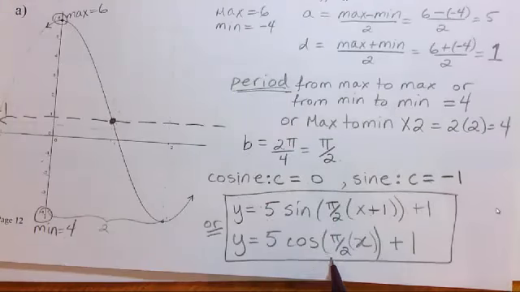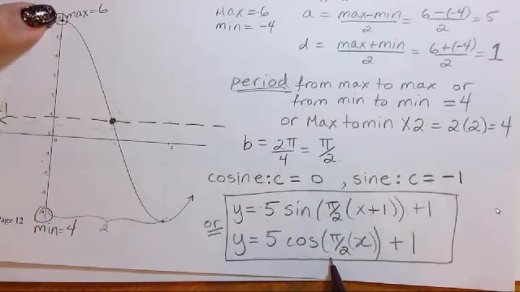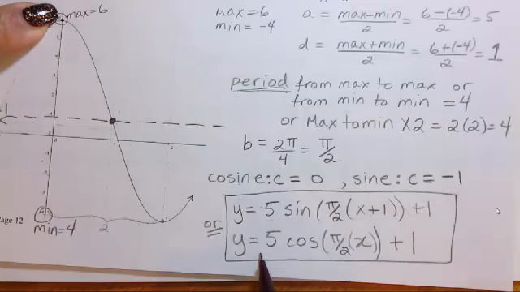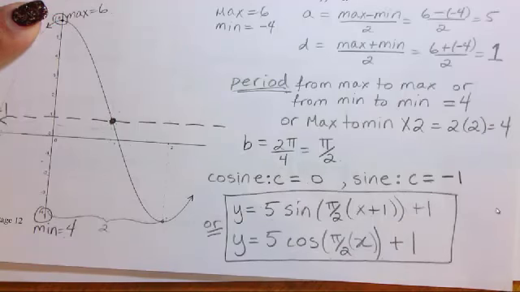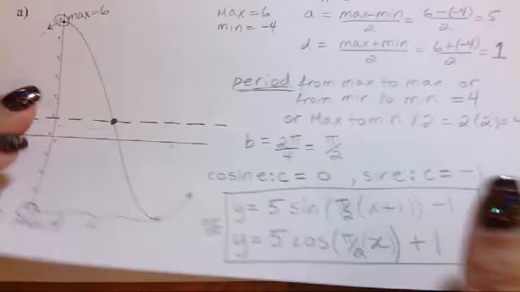Now for my cosine, cosine was a little easier because my max started right there, and I've got y equals 5 cos(π/2 (x + 1)). All right, don't forget your y equals, folks. That's worth half a mark.